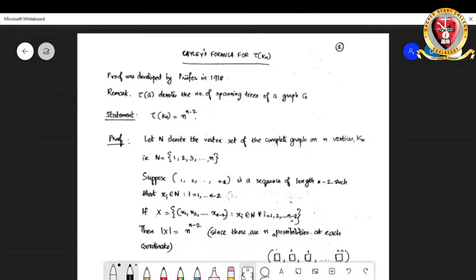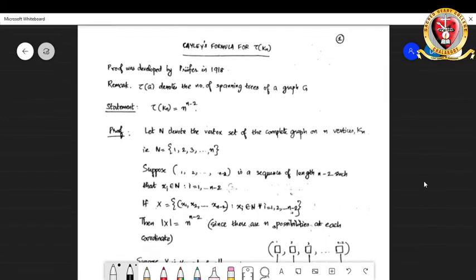In this video, we are going to see Cayley's formula for finding the number of spanning trees for a complete graph on n vertices. The proof of this theorem was developed by Prüfer in 1918, and already we have denoted the number of spanning trees of a graph G to be tau of G. So here you have tau of Kn. We are calculating the number of spanning trees of the complete graph Kn. The statement is this: tau of Kn is equal to n raised to n minus 2. It is a very simple statement and we are going to prove it.